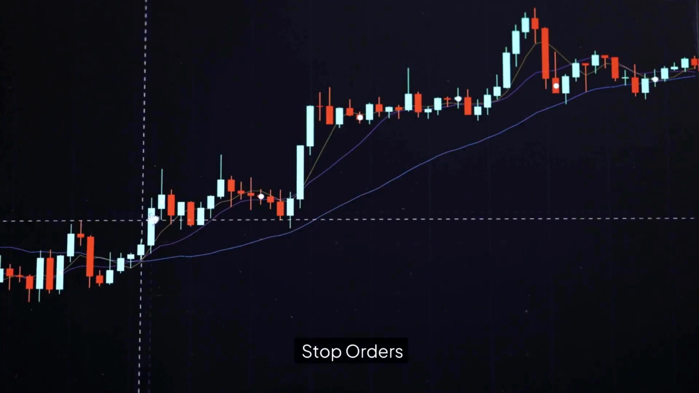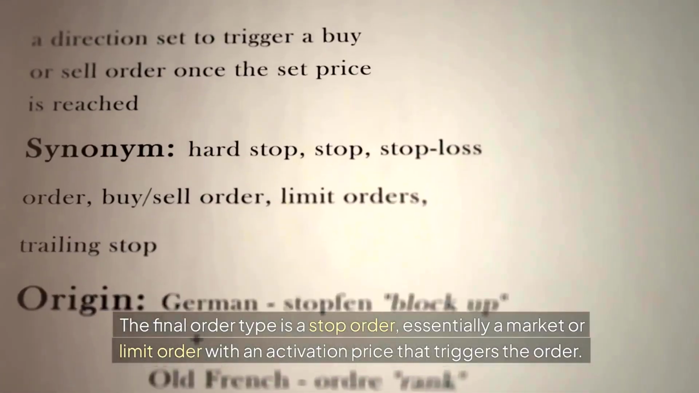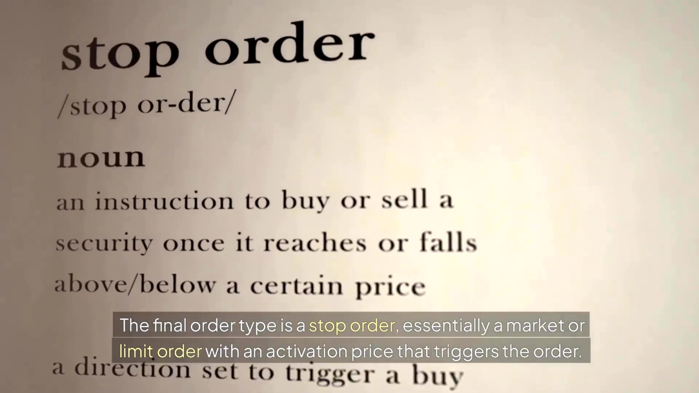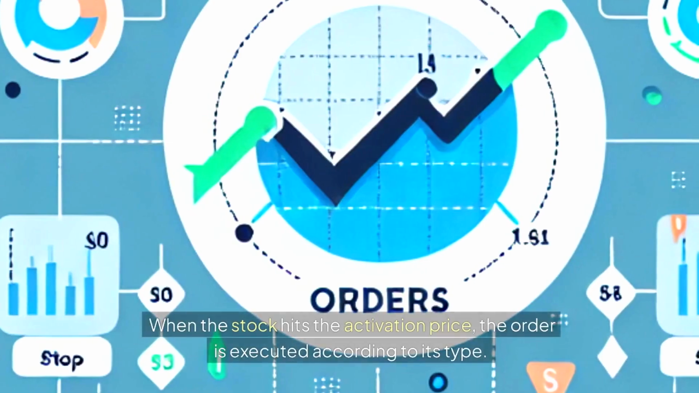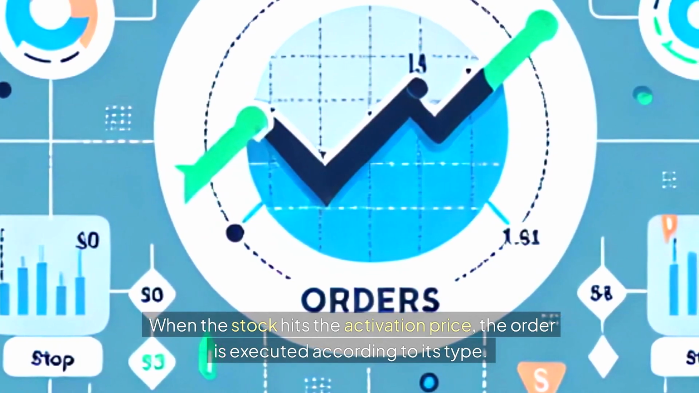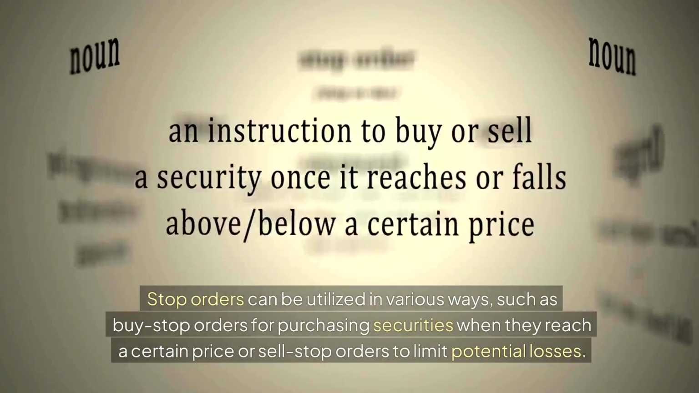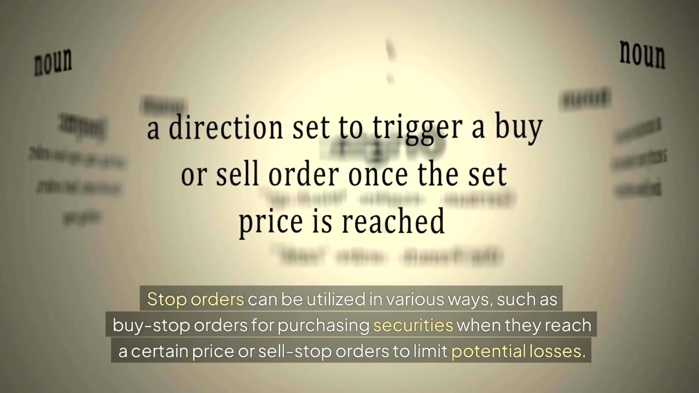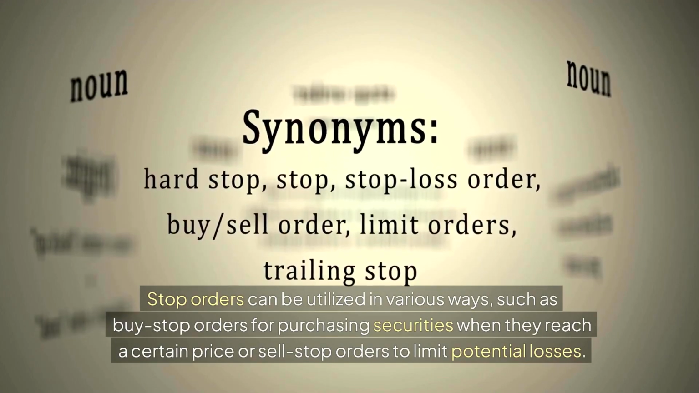Stop orders. The final order type is a stop order, essentially a market or limit order with an activation price that triggers the order. When the stock hits the activation price, the order is executed according to its type. Stop orders can be utilized in various ways, such as buy stop orders for purchasing securities when they reach a certain price or sell stop orders to limit potential losses.